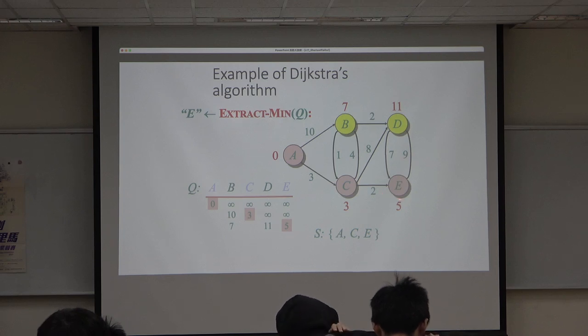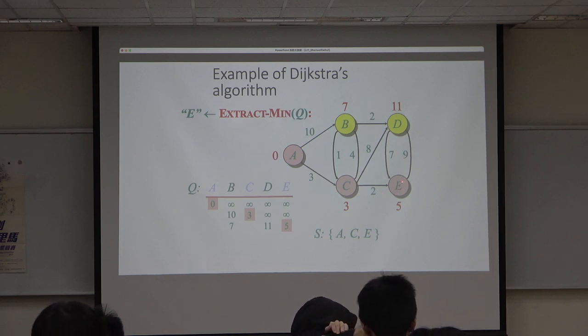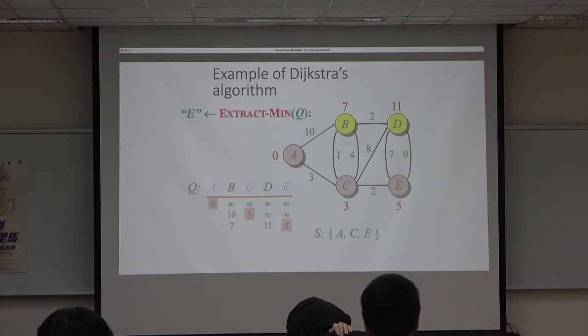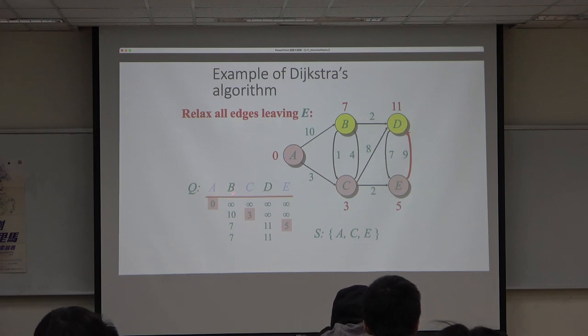Once we have E, of course, the neighbor of E is D. So we need to check. This is 5 plus 9, so it's 14. And the key for D is 11, so it's already lower than 14, so it remains the same, right? So then, 7, 11, obviously we will pick B. We'll include B in the set S.